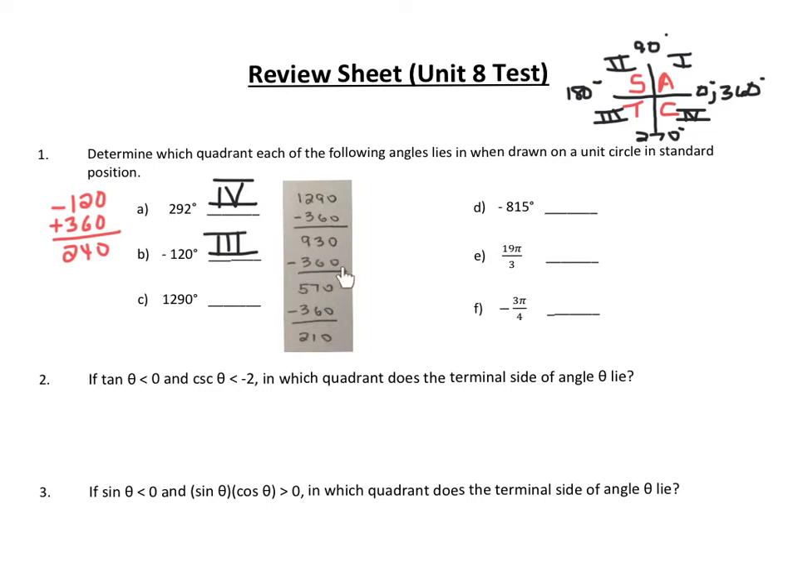So I subtracted off another 360. And it still left us with an angle that was bigger than 360. Remember, we're trying to form an angle between 0 and 360. So I subtracted off another 360, and finally I got an angle between 0 and 360. I got 210 degrees. So 210 is in between 180 and 270. So that, just like letter B, would also be in the 3rd quadrant.